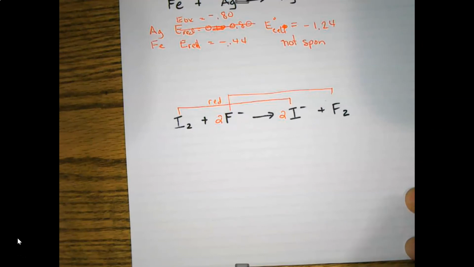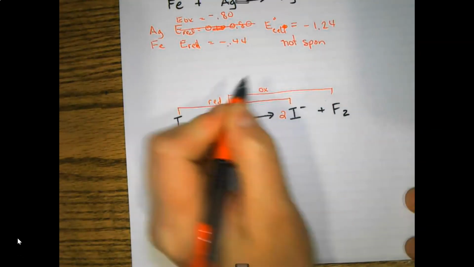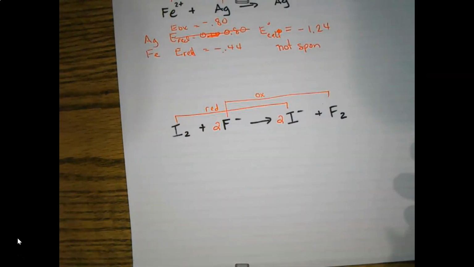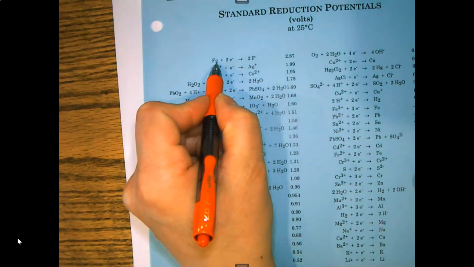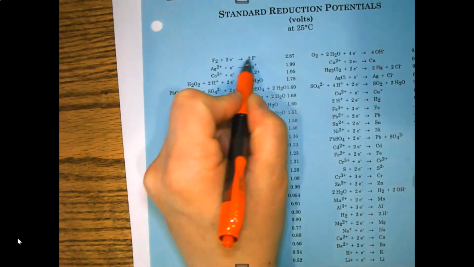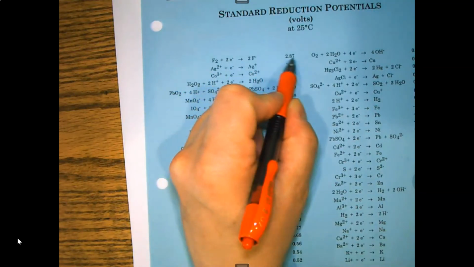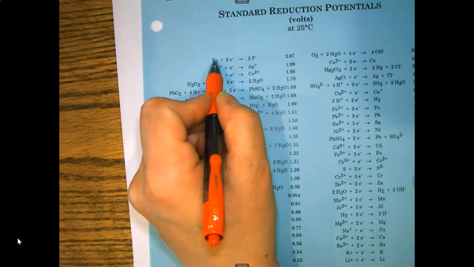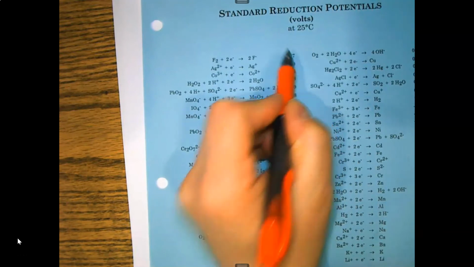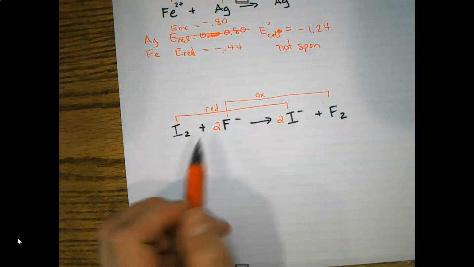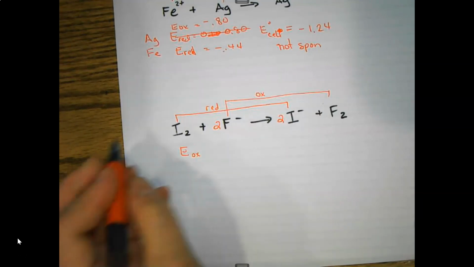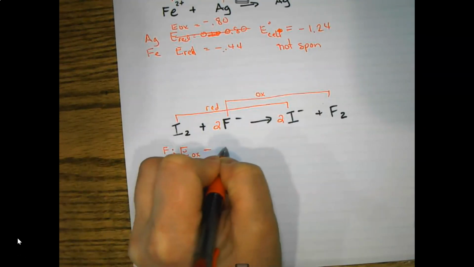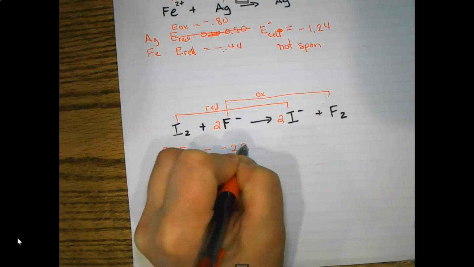Fluorine is going from F minus to F2, so that's undergoing oxidation, that's losing electrons. So if you remember, the very largest reduction potential was fluorine, but it was fluorine gaining electrons, not losing electrons. So here is a positive 2.87, but here it's actually going to be a negative 2.87. So we've got the oxidation of fluorine is a negative 2.87.